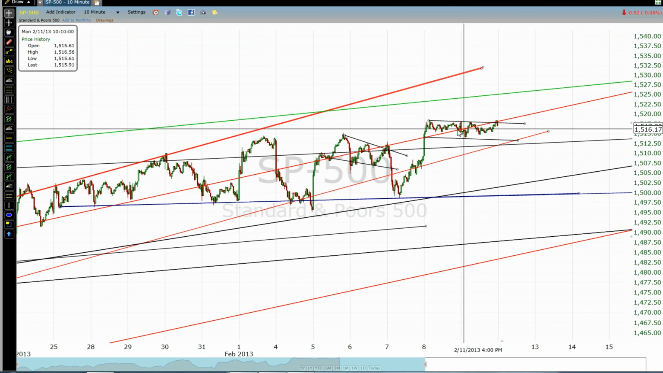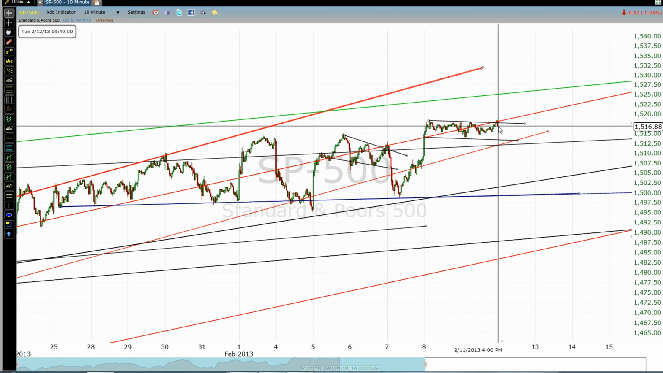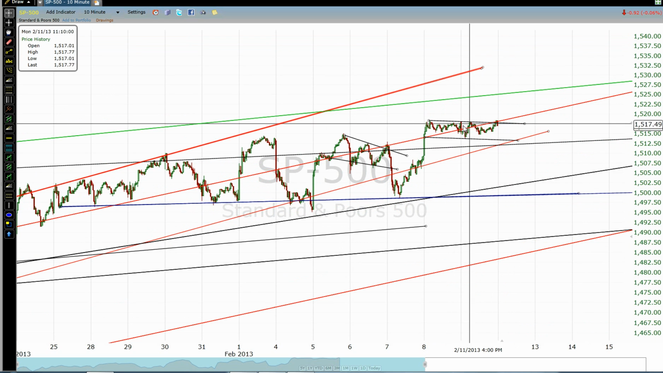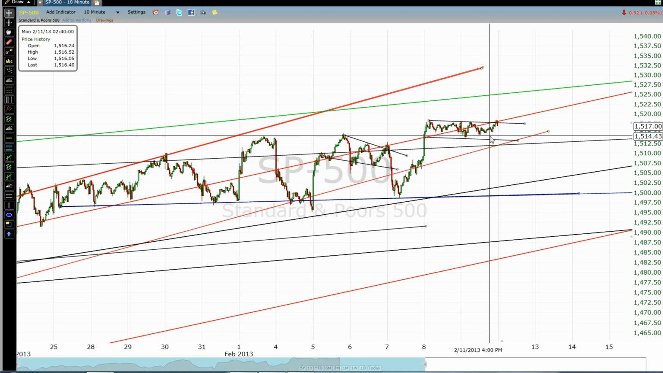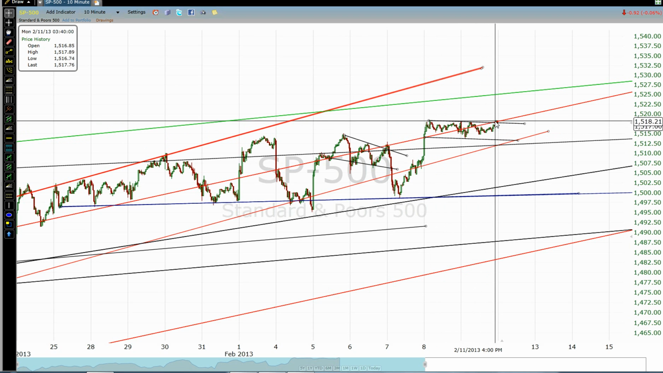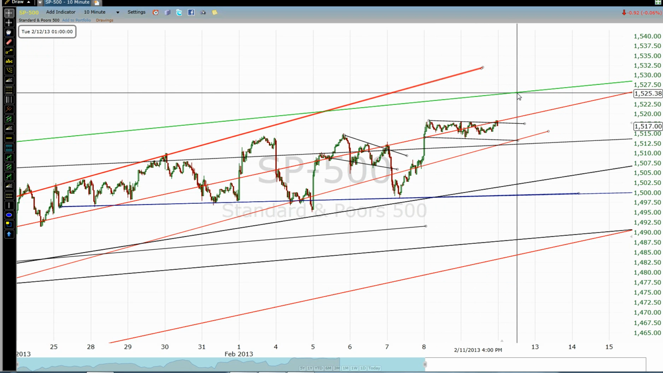So for now, let's just observe the S&P and see if we can get that break to the upside out of this little pattern here. It's a fairly small pattern, so you wouldn't expect much of a move up, but in saying that, the 1525 area is the next level of resistance.